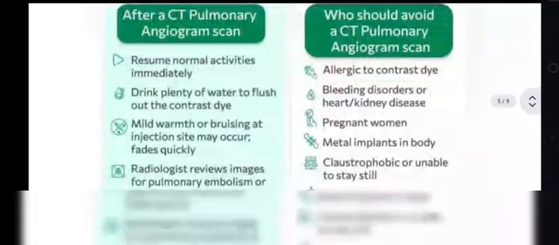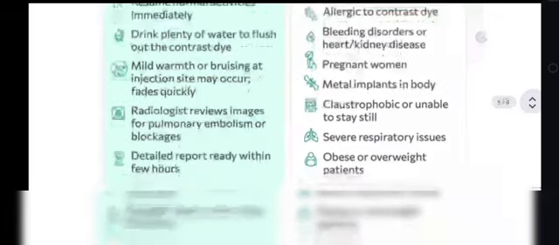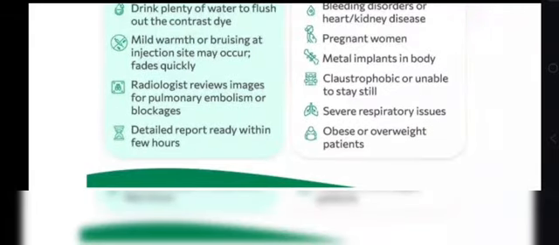After the CT pulmonary angiogram, the patient should be monitored for a few more hours. The patient can resume normal activities immediately, and we should ask the patient to drink plenty of water to flush the contrast out of their body. A mild warmth or bruising at the injection site may occur and will fade very quickly. The radiologist reviews the images for pulmonary embolism or blockages, and the detailed report will be ready within a few hours, and the patient will be asked to stay hydrated.